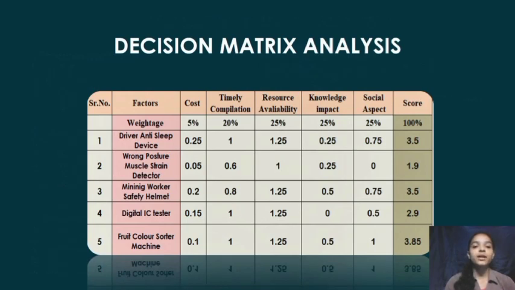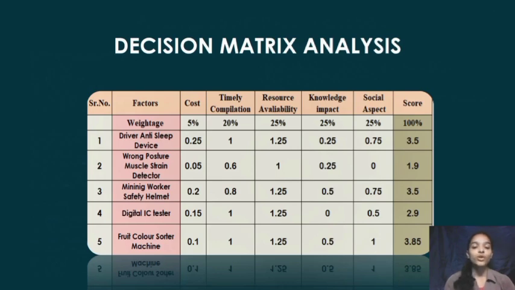This is my decision matrix analysis table. So from this table, we will get our first final project. On the left side, these are my 5 projects, and on the right side, these are the scores. We have given weightage to every parameter.